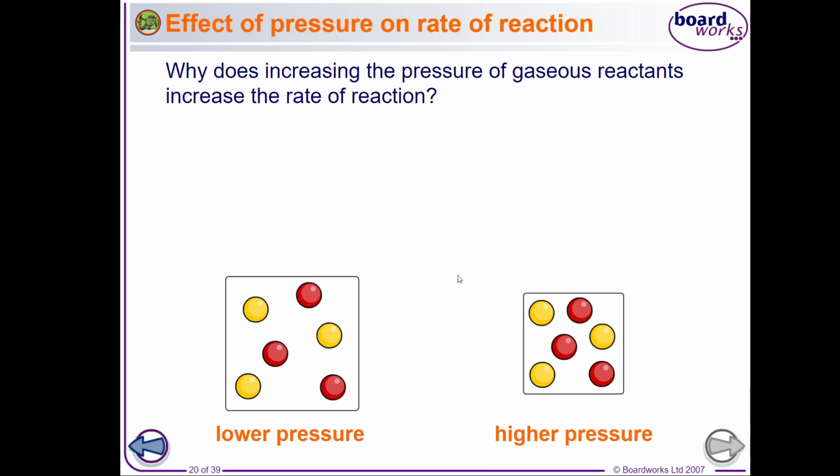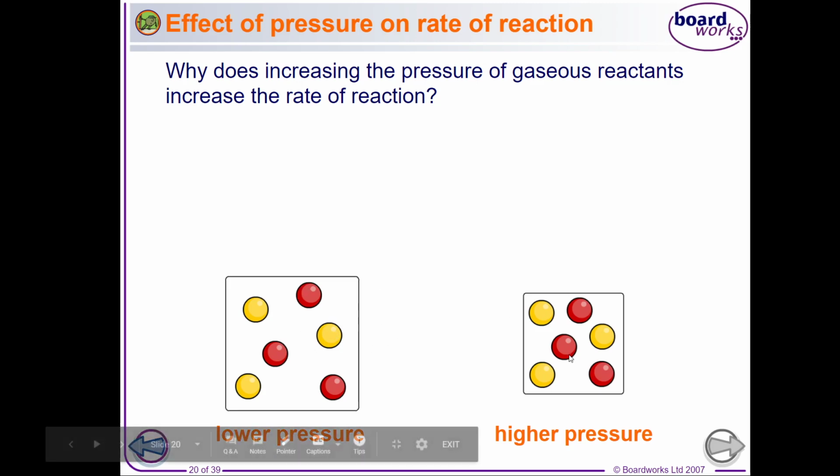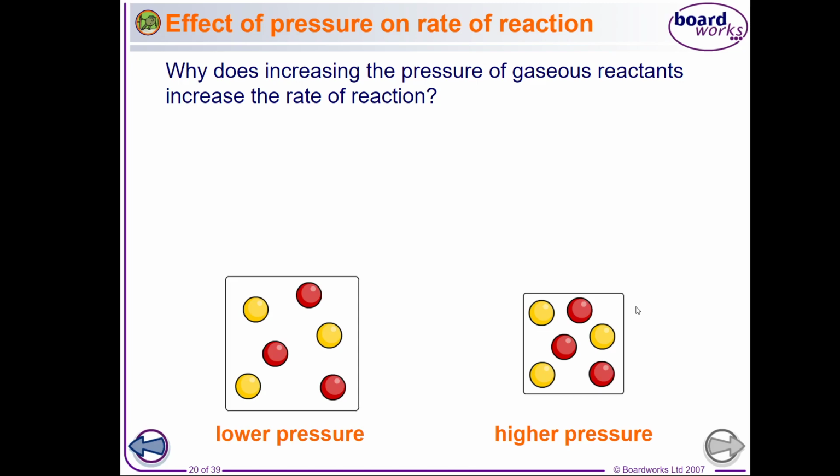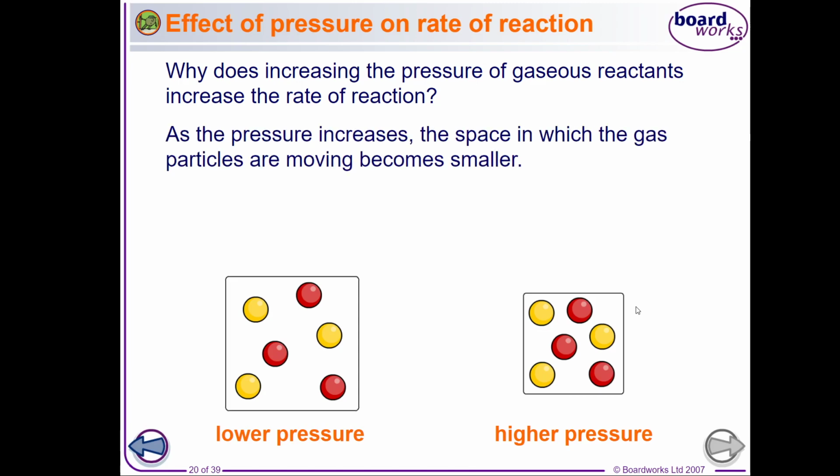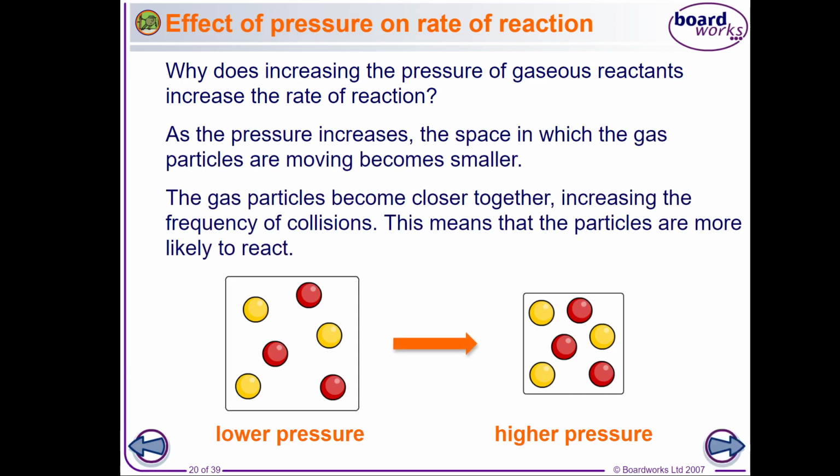And the same thing happens with lower pressure and higher pressure. At lower pressure there's a lot more room, and therefore there's less chance for them to hit and collide, whereas if we have higher pressure, we're going to have a lot more chances of having those collisions go on.